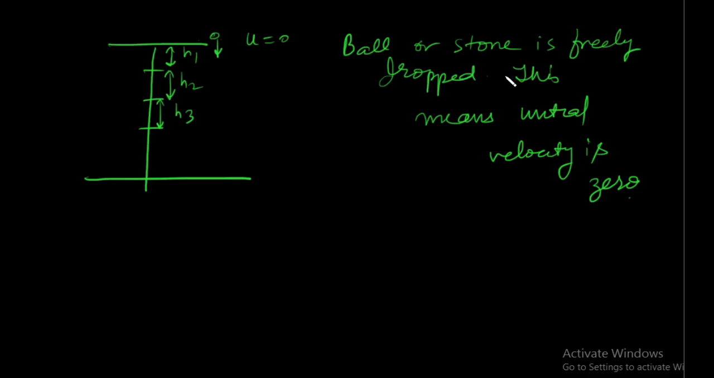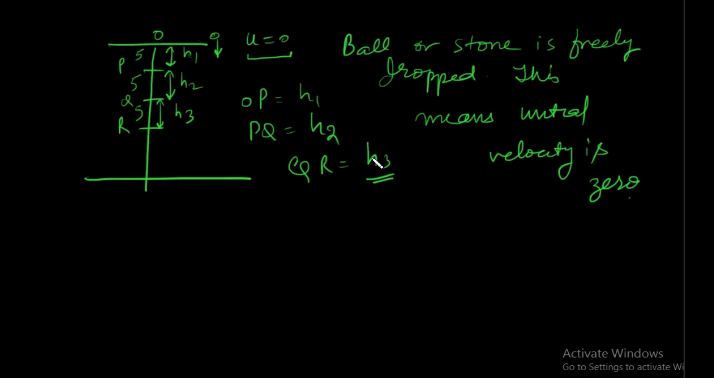Ball or stone is dropped freely. First of all, this means initial velocity is 0. Now we see that these are the distances: h1 in the first 5 seconds, then h2 in the next 5, and then h3 in the next 5. This is h3, this is h2. Or we can assume this as point O, this is P, this is Q, this is R. So OP equals h1, PQ equals h2, and QR equals h3. So we have to find out the relation between these three.